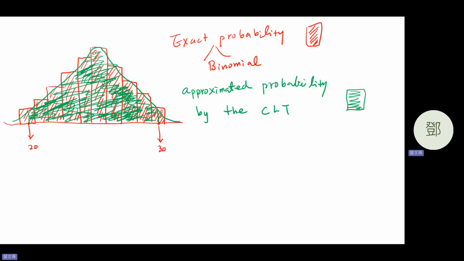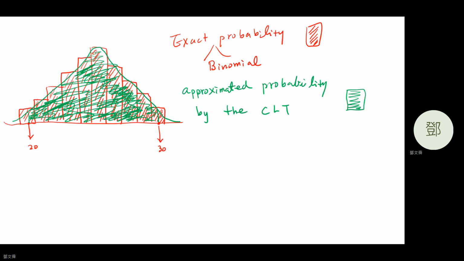Okay, so what is the difference? What is the difference between the two shaded areas? Please tell me the difference. No, that's not it. The difference is obvious because the binomial probability included this part.